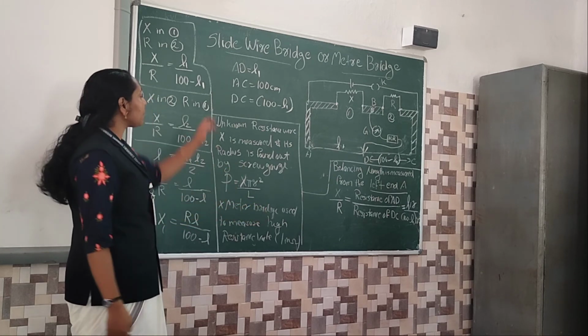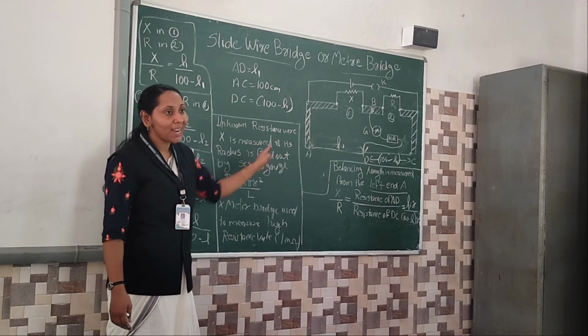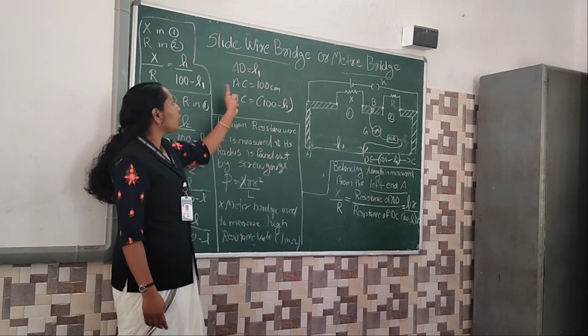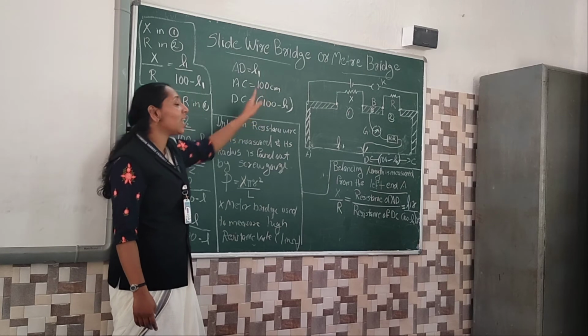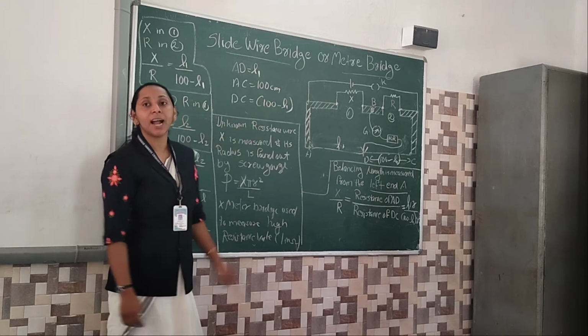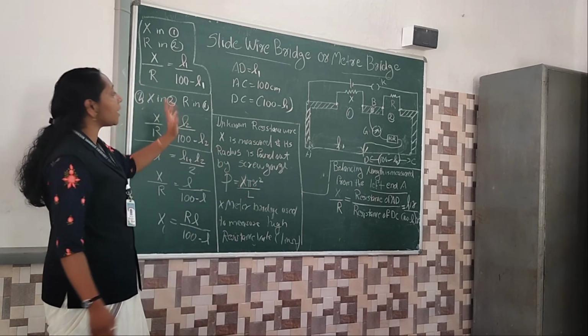Okay. I have to specify AD. AD is the D is the balancing point. AD is the length of the balancing point. That is L1. Total length is 100 centimeter. DC means balancing length. That is 100 minus L1. Okay. Then I am just going on the two conditions here.